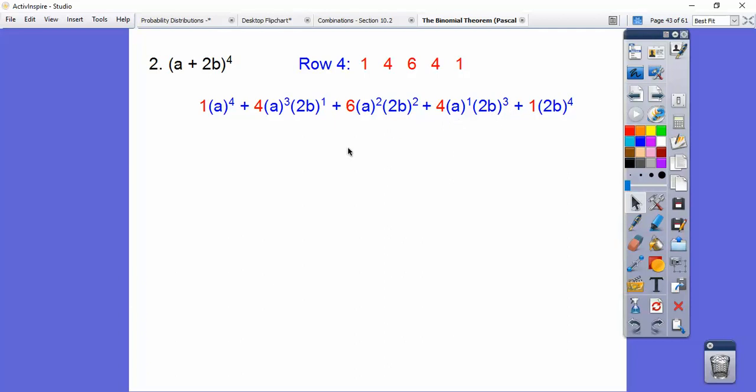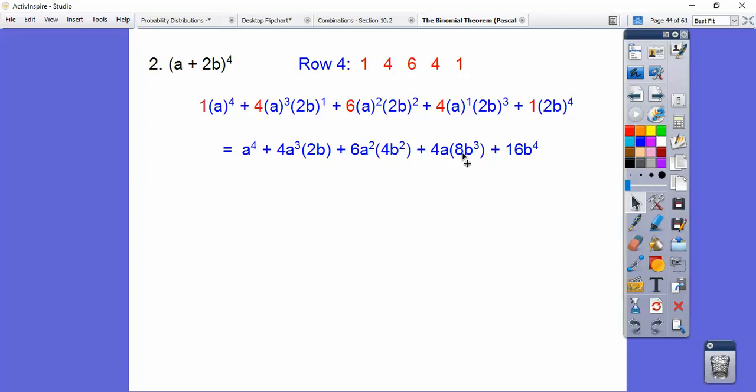All right, so now we got to do 2 to the first, b to the first. Here we got to do 2 to the second, b to the second. Here's 2 to the third, b to the third. So that's going to get us that right there. Here's 2b to the first, here's 2b squared. So 2 squared is 4, b squared. 2 cubed is 8, and then b cubed.